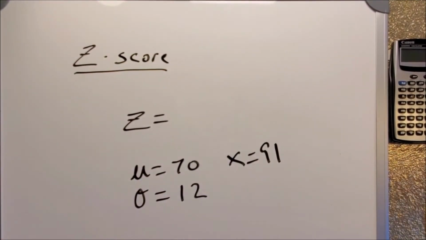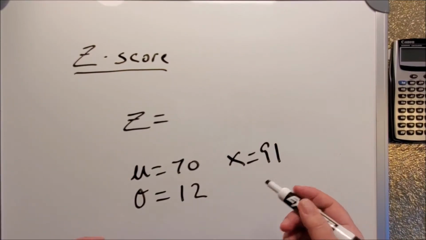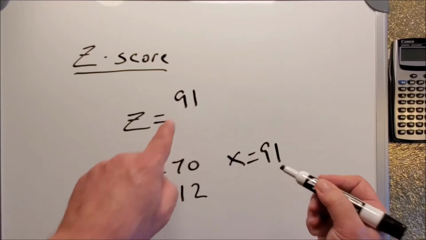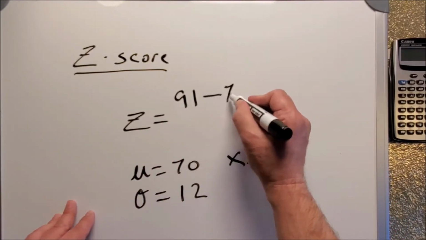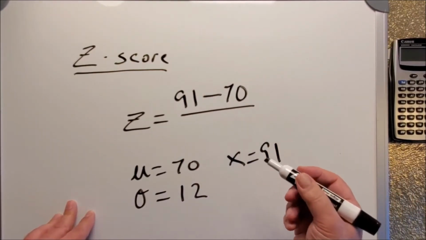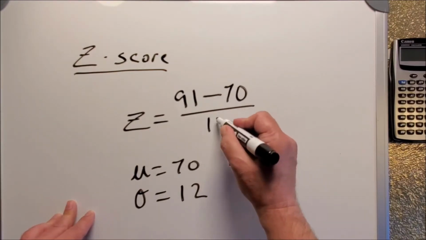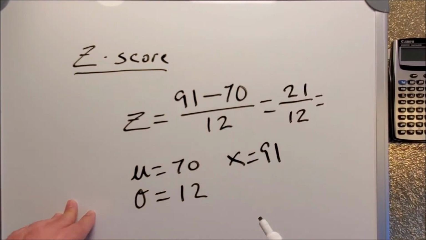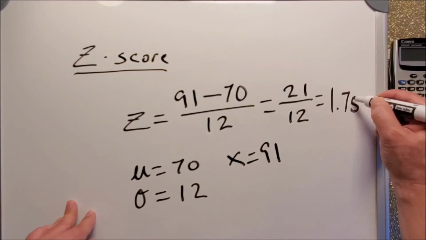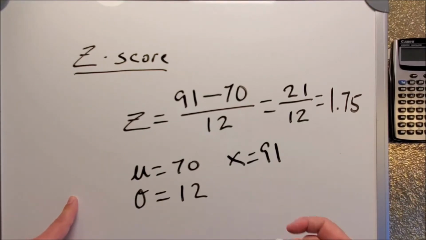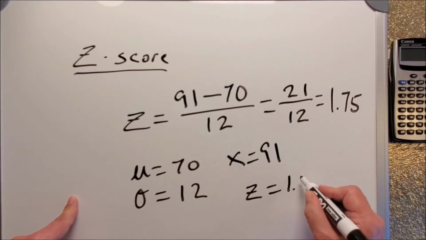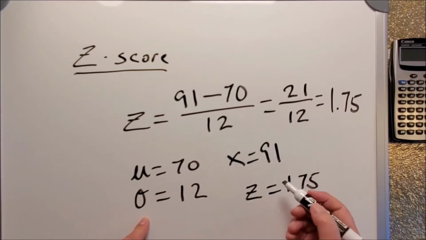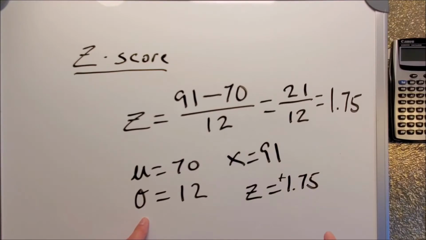With the Z-score formula, and there are a couple of different forms for different purposes, it's pretty much always the case that the score whose Z-score you are solving for goes in the upper left, and the mean of the distribution goes in the upper right. Then we divide by the standard deviation. So that's actually 21 divided by 12. Doing that, I get 1.75. So the Z-score of 91 is 1.75, which is 1.75 standard deviations above, in the positive direction, from the mean. Hope that makes sense.